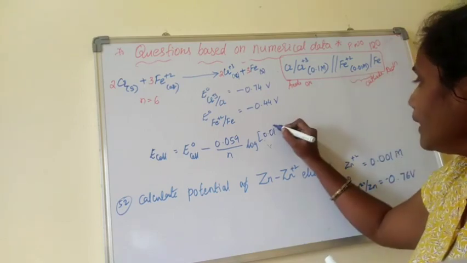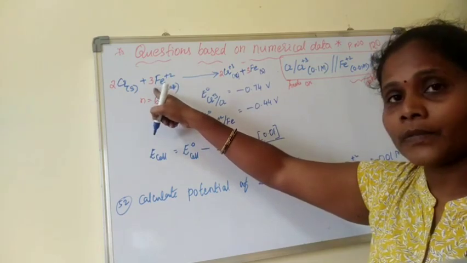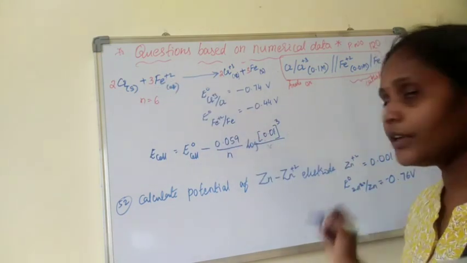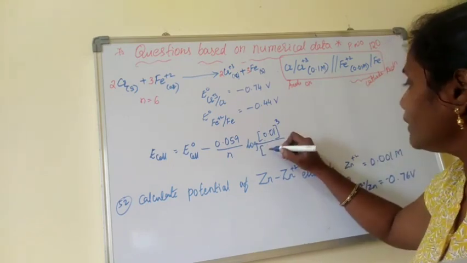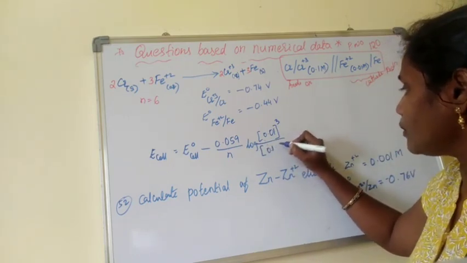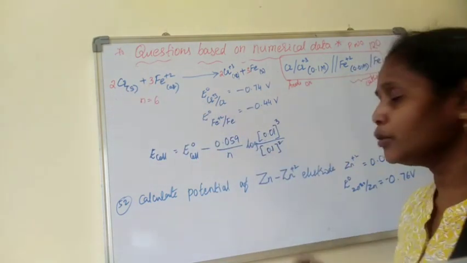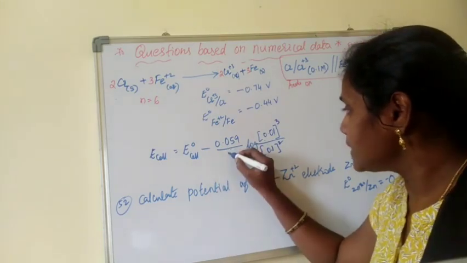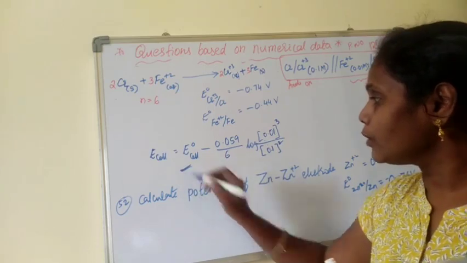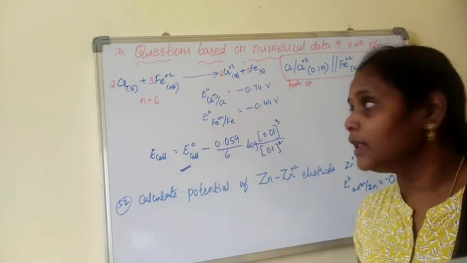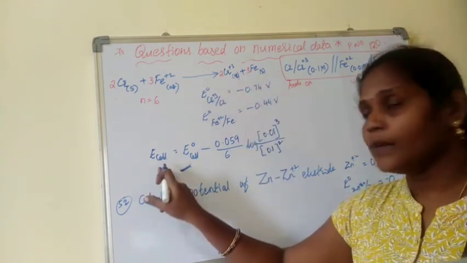0.01. And what is its power? From the equation I will get 3; the number of moles will be its power. So here it is 3. Then the reactant concentration is 0.1, whose power will be 2, because its number of moles is 2. And my n is 6. I can substitute, but I still do not have E naught cell. E naught cell I don't know. Again I need to calculate E naught cell to get my E cell, or the EMF of the cell.